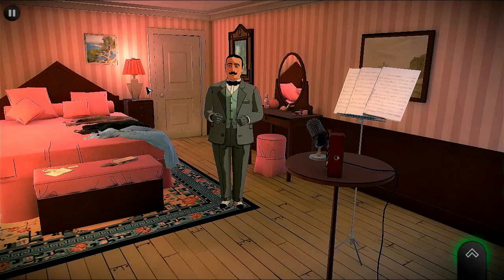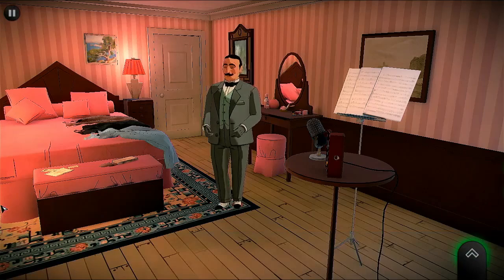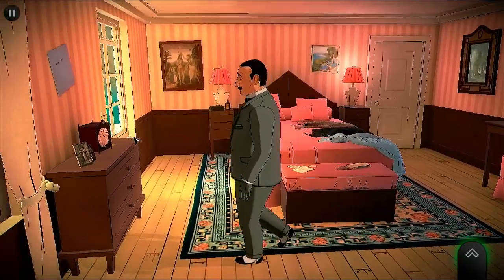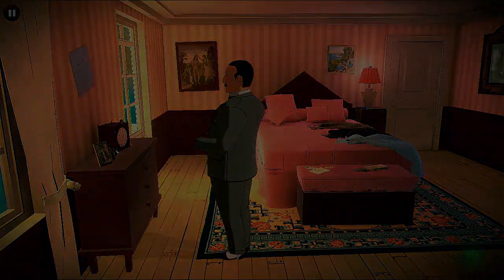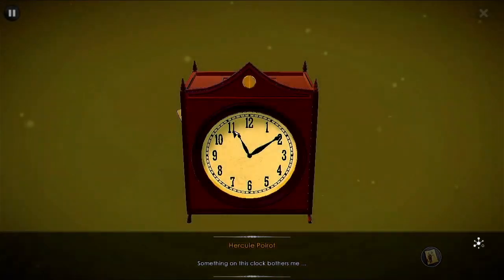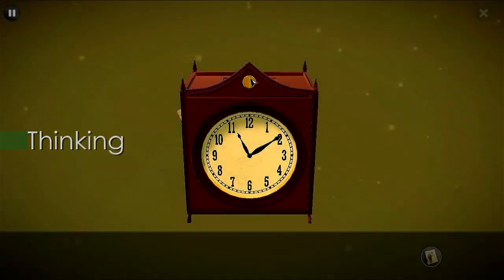Maybe. Let's see if we can have a look at any other parts of the room. What's this on here? Something on this clock bothers me.